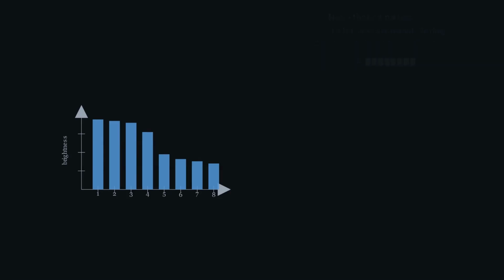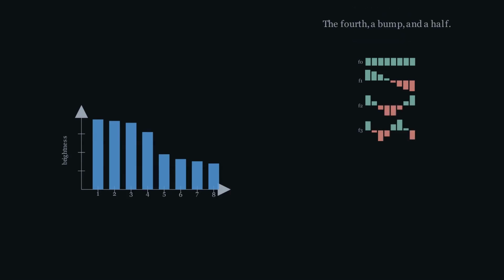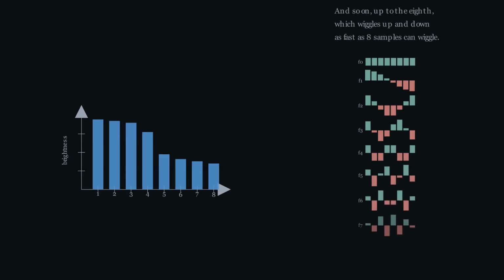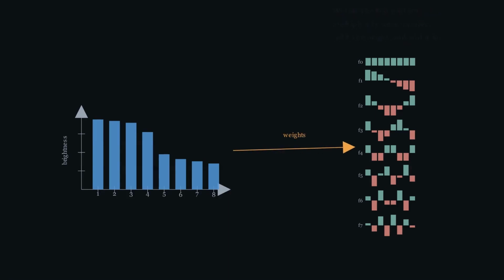Let me show you. Here's the first pattern. It's flat, just a constant. Boring. Here's the second, half a cosine wave across the 8 pixels. The third one fits a full bump. The fourth, a bump and a half. And so on, up to the 8th, which wiggles up and down as fast as 8 samples can wiggle. That's our alphabet. 8 cosine patterns, and we claim our original row of 8 pixels is some specific mix of those 8 patterns. Let's check.